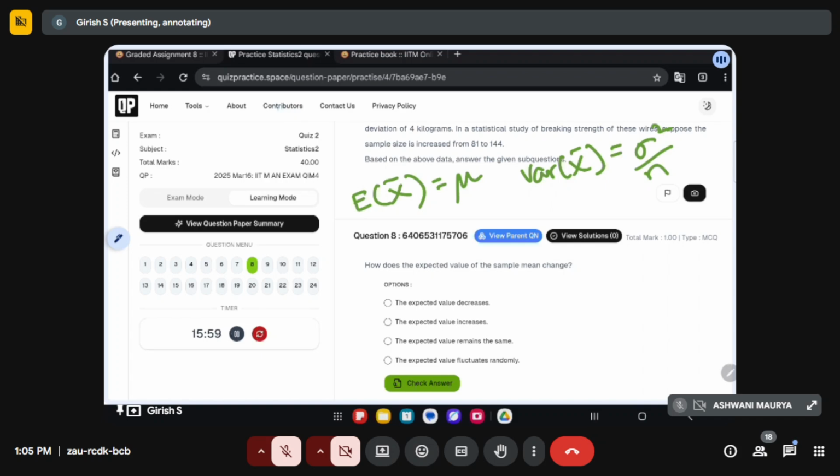So if the sample size is changing from 81 to 144, what is happening to this? What is happening to expected value? Will it change? It will not change. Nothing. Correct. And what will happen to variance? It will decrease. Correct. Variance will be reduced.